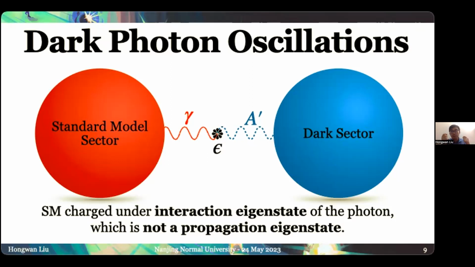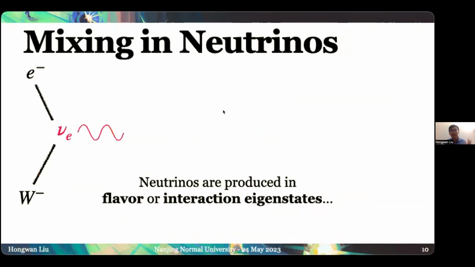You need to re-diagonalize the Lagrangian to pick out canonical mass eigenstates in order to find what the correct propagation eigenstate is. And if that sounds confusing, maybe I didn't explain it very well, but the analogy that you should have in your mind is mixing in neutrinos, which is exactly analogous.